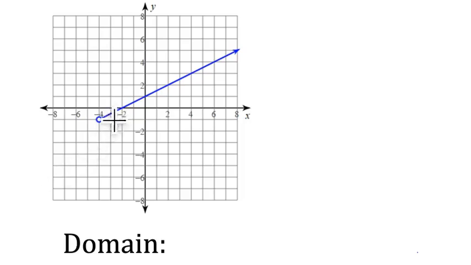Here, this function continues forever to the right, but has an endpoint on the left. So looking at the x values along the x-axis here, we see that this function uses all the x's that are greater than -4, but not including -4. So we could say the domain is x is greater than -4.